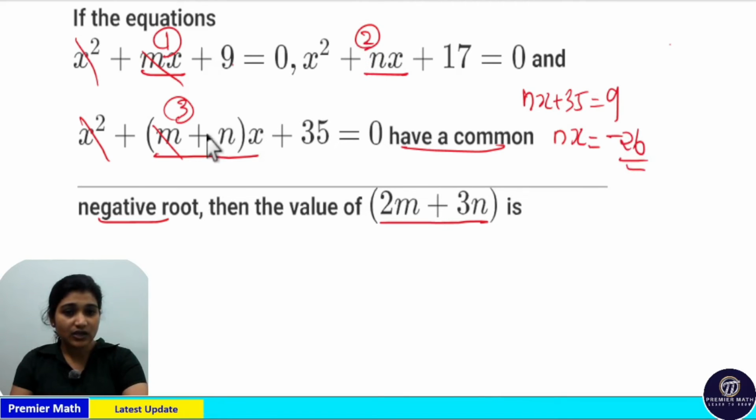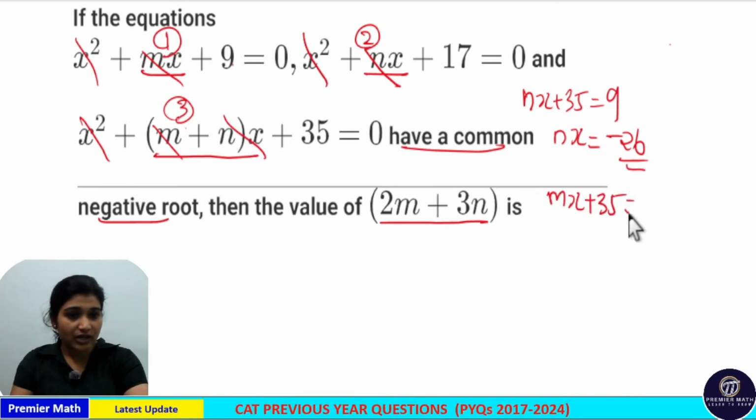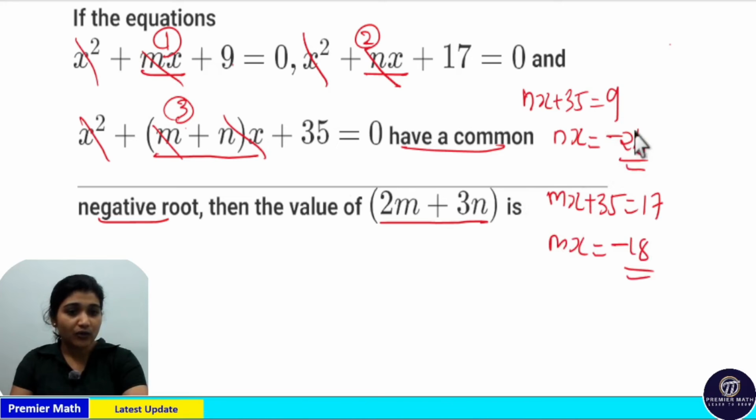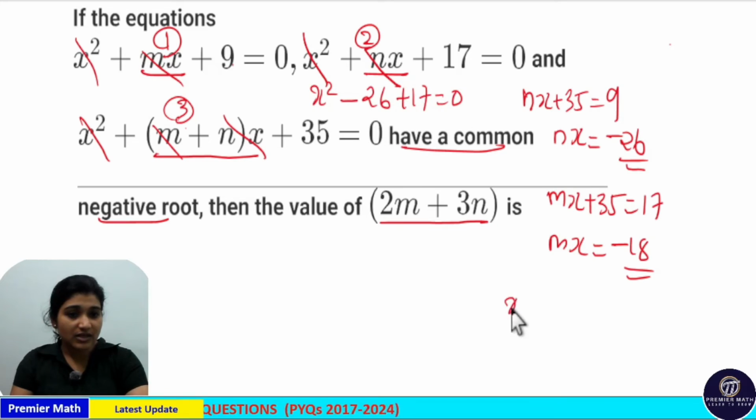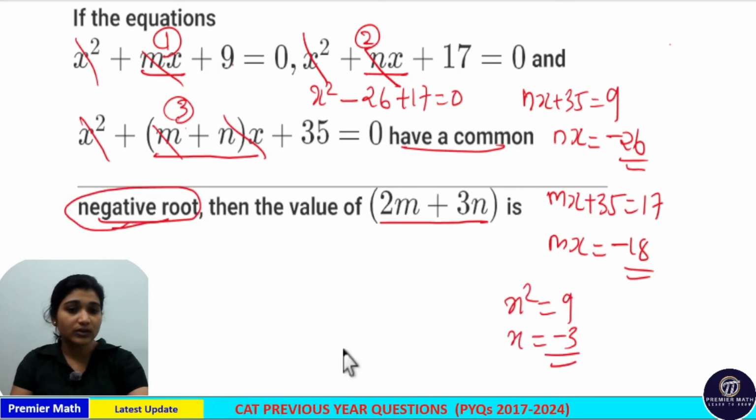Same way, equate the second equation with the third one. Then x square cancels, nx cancels. Then mx plus 35 is 17. So mx plus 35 equal to 17 means mx is equal to 17 minus 35, which is minus 18. Now put the value of nx in the second equation. Then we have x square minus 26 plus 17 equal to 0, meaning x square minus 9 equal to 0, which means x square is equal to 9. Then x is equal to minus 3, because we have a common negative root for all these three equations.